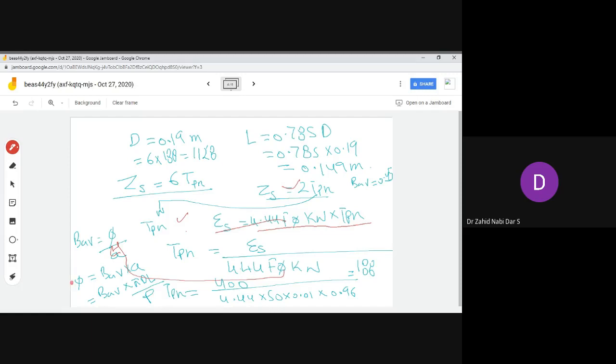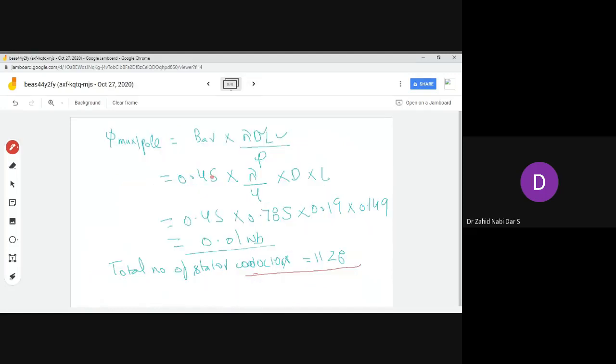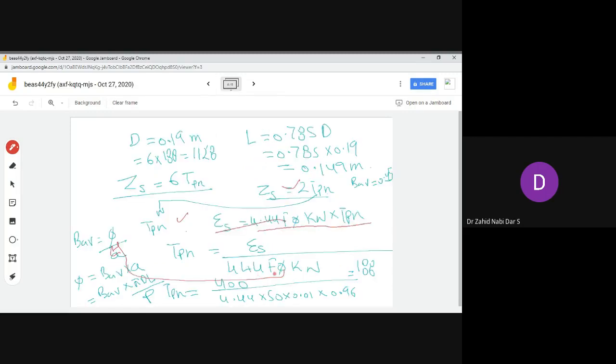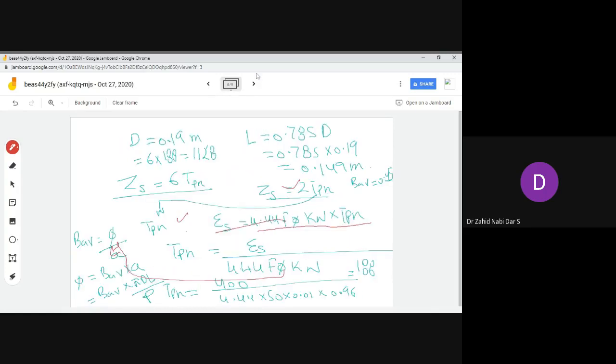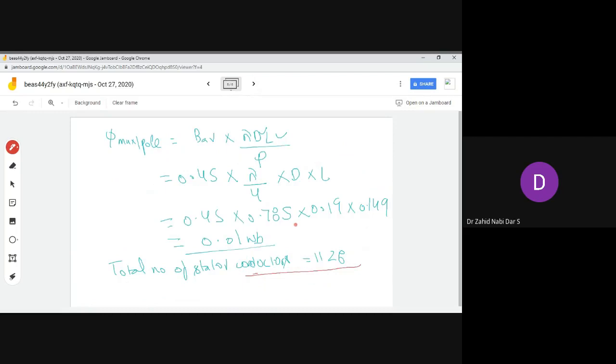Divided by P, why? Because this is the maximum flux per pole. So that maximum flux per pole we saw over here: BAV 0.45, pi by 4, because of P that 4 value came, D into L we had. I substituted back and got the value of 0.01 Weber. Substituting this 0.01 Weber here, I got the value of T phase around 188, and the Z value is 6 times T phase. So 6 into 188 would be 1128. This is the value of Z.